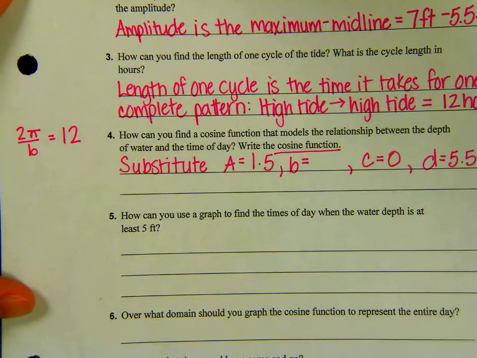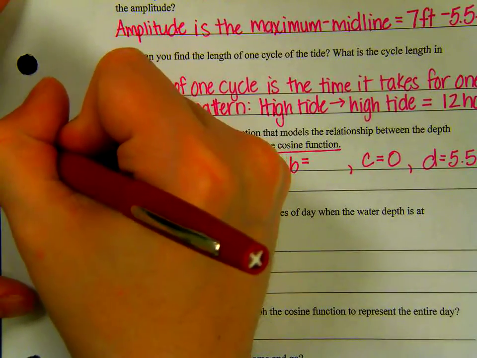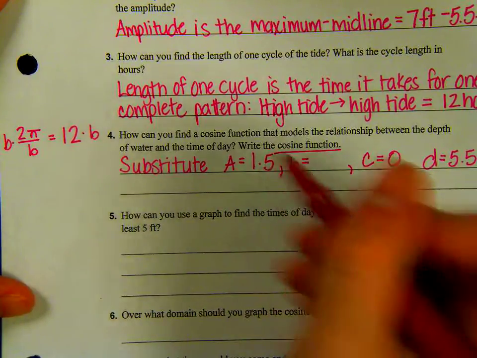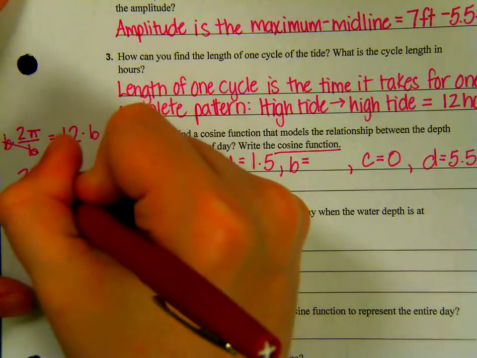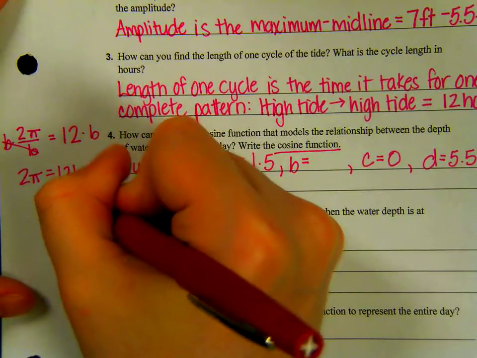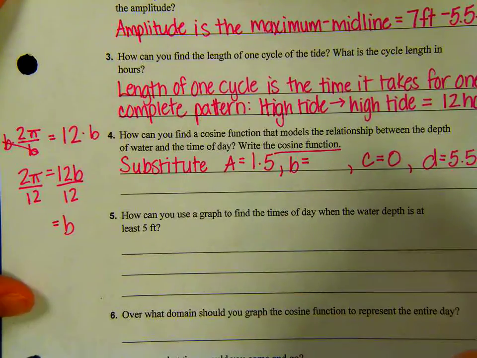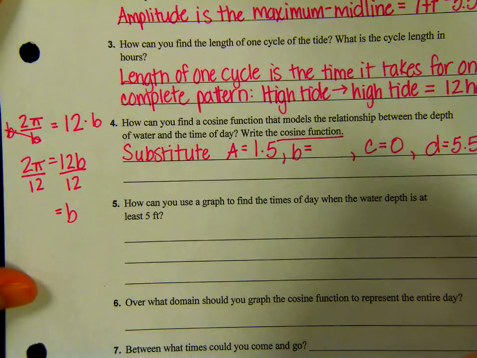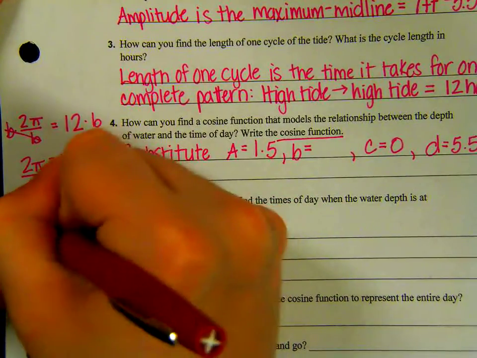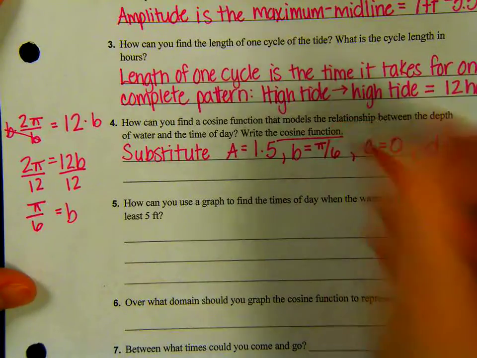So how would I solve for B? We would want to multiply by B. So the B's cancel. I end up with 2 pi equals 12B. And then divide by 12. So B is equal to 2 pi over 12. How would I simplify 2 pi over 12? Pi over 6. So now I have my B value over here.